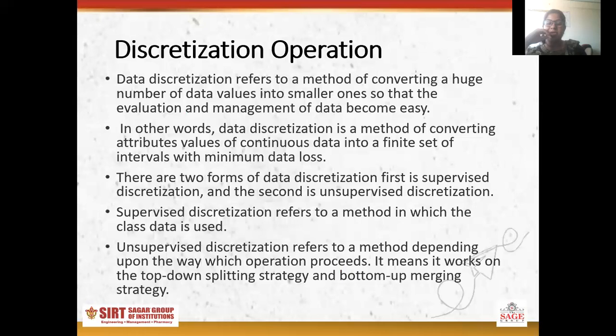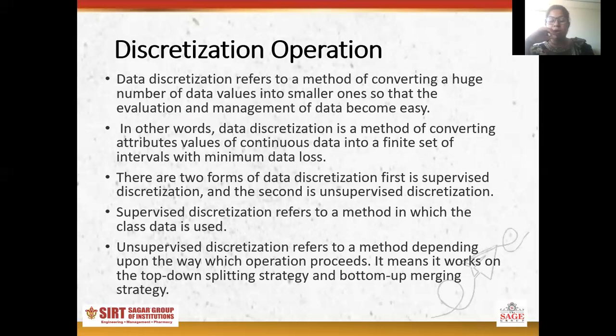Supervised discretization refers to a method in which the class data is used. Like we have the numbers from 1 to 10, and there is a class for numbers greater than 5 and numbers less than or equal to 5. So ultimately, we will be putting the numbers 1, 2, 3, 4, 5 in the class less than or equal to 5, and 6, 7, 8, 9, 10 into the class greater than 5. This is supervised discretization because the class data was already there.